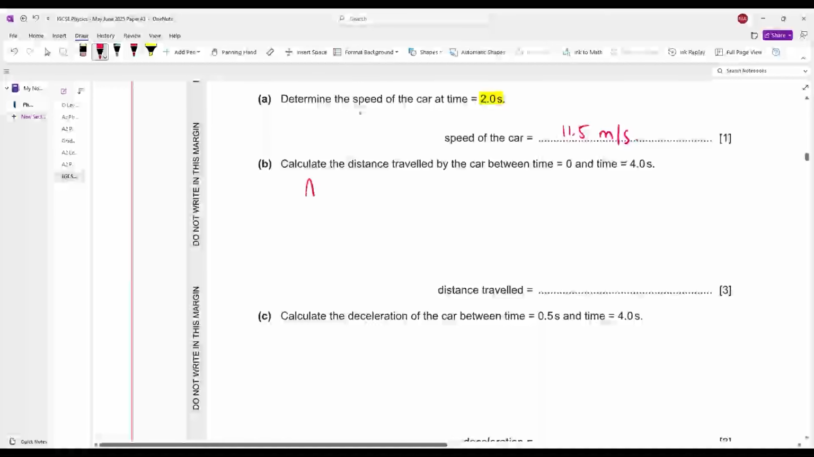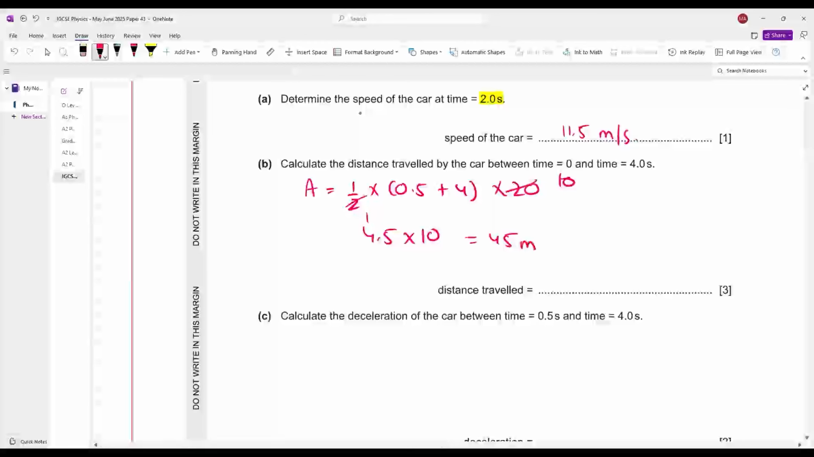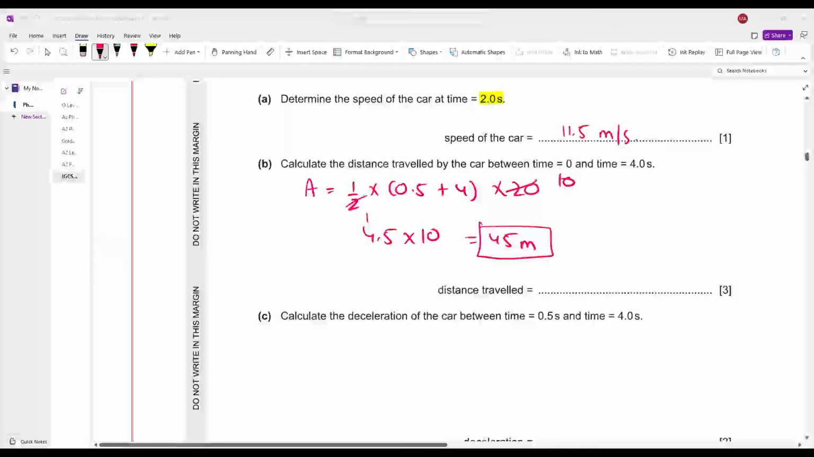Yup. Area is equal to 1/2 into sum of parallel sides 0.5 plus 4 into the height that is 20. This becomes 10. 4.5 into 10. This gives you an answer of 45 meters as your distance traveled. Your distance traveled by the car is 45 meters. Easy peasy, lemon squeezy, nothing complicated here. इससे आसान क्या सवाल देगा एकदम.